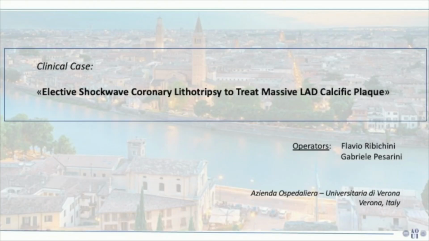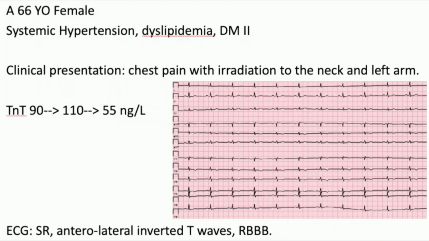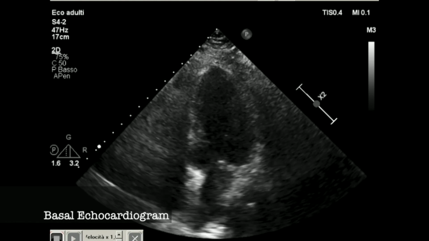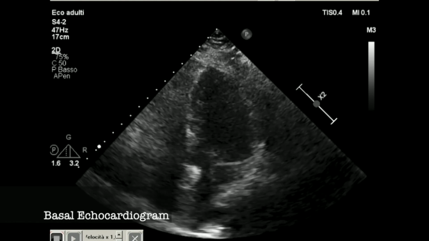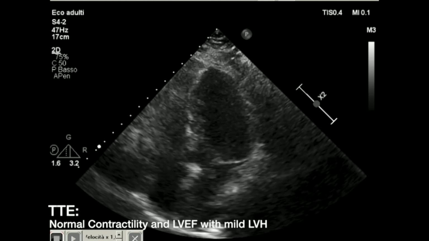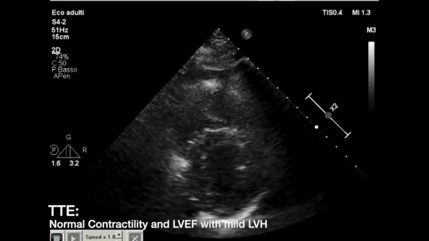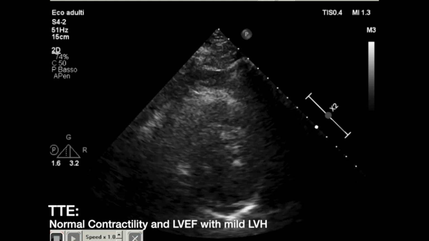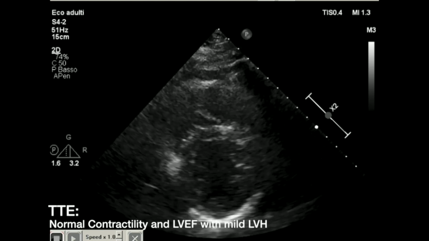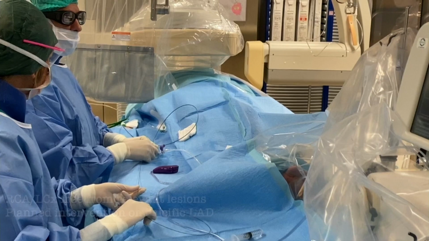It's a good way to start with a practical case. We did it 1 year ago in May 2020, at the peak of the pandemic in Verona, with my friend and colleague Gabriele Pesarini. It's a relatively young lady, 66, diabetic, obese, hypertensive, who came with chest pain at rest with some changes at the ECG in the anterior wall and a minimum spot of troponin. You see that the echo is not very good because she's overweight, but it's enough to understand that the contractility is normal and there are no segmental abnormalities either.